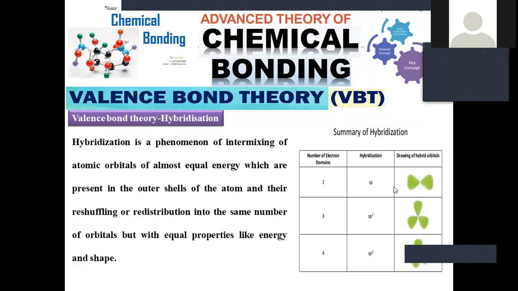If one s orbital with a p orbital is mixed, we get a linear bond geometry. If an s orbital with two p orbitals is intermixed, then there is formation of a trigonal planar geometry with three lobes. If you are mixing one s orbital with three p orbitals, what happens? The hybridized orbitals acquire tetrahedral geometry. So four bonds occupy the four corners of a regular tetrahedron. So this is the intermixing of orbitals, giving hybridized or mixed orbitals which have equal energy and identical shape.